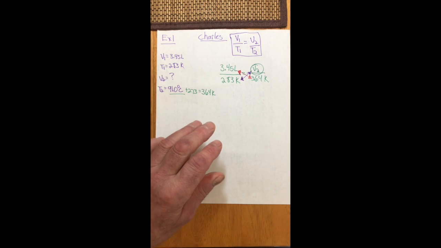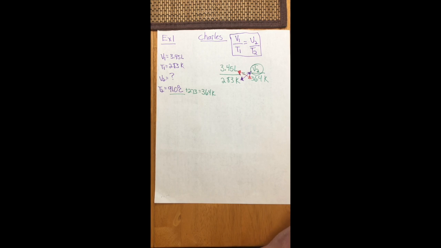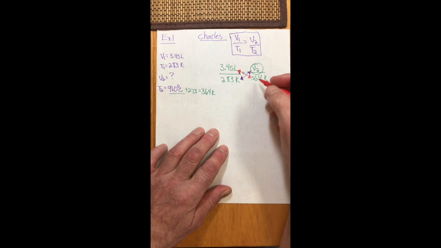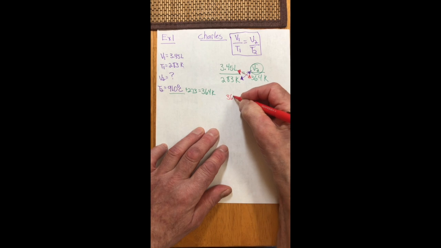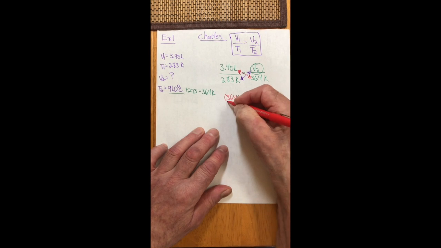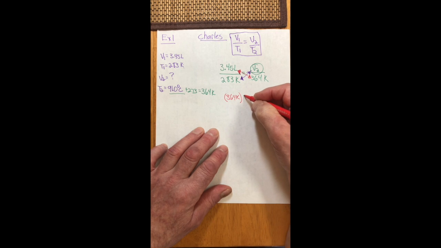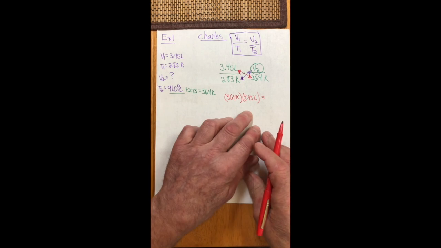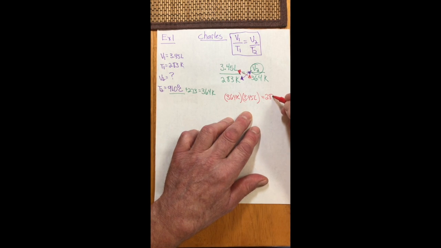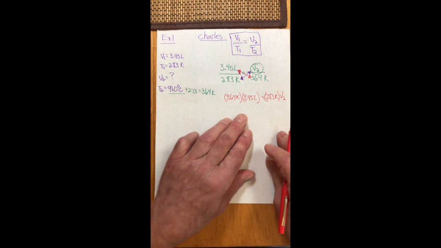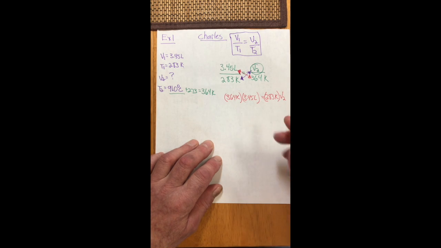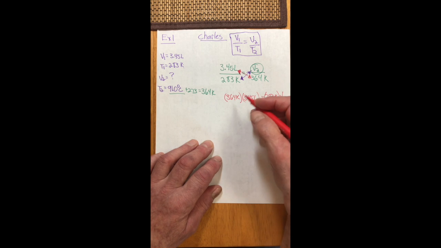So what am I going to get? I'm going to have 364 K times 3.45 liters is equal to 283 K times V2. So I'm just going to do this one more time to remind you that in science, you want to get V2 by itself. So in science, what we do is we are going to divide and make the units cancel.